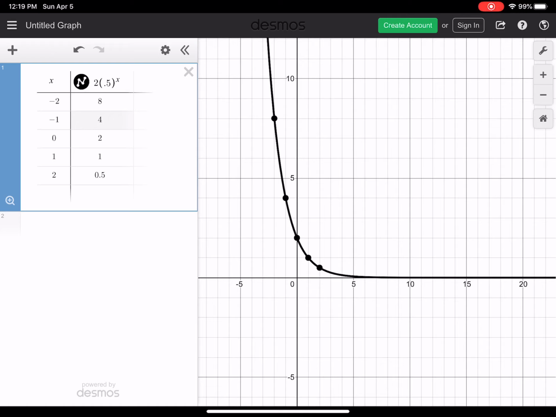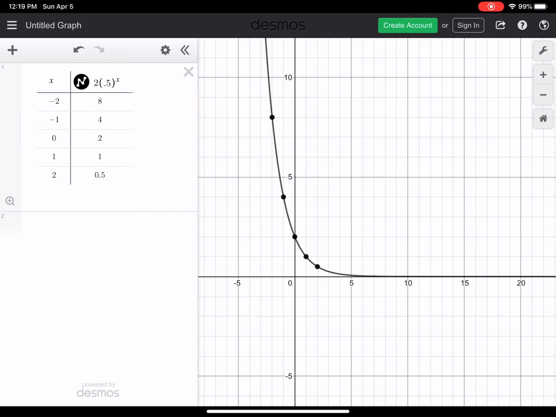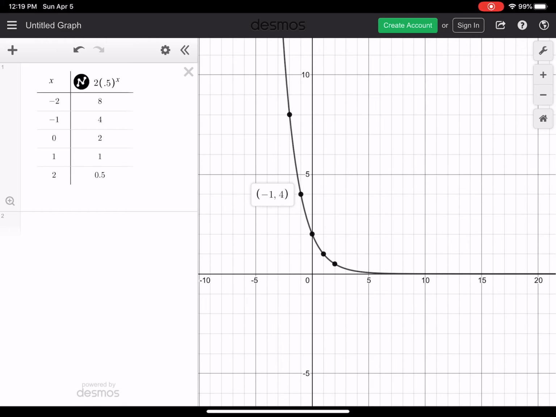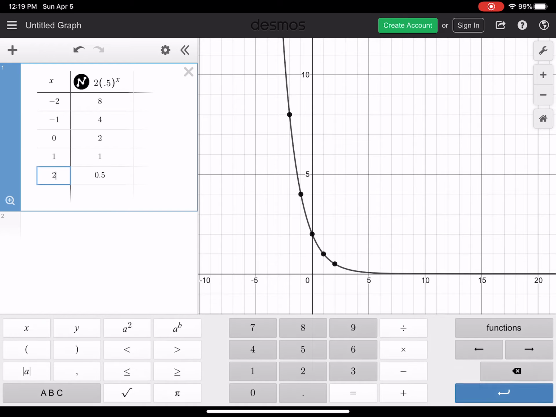So let's look at the table and then let's look at the graph. If I look at the graph starting from the left side, you can see that it is approaching infinity. If you look at the y values, they're getting bigger. Now, if I keep on going, it'll be approaching infinity. But if you look at the y values going to the right, they are decreasing. Now if we look at the table, at x equals 0, the y value is 2. At x equals 1, the y value is 1. At x equals 2, the y value is 0.5.